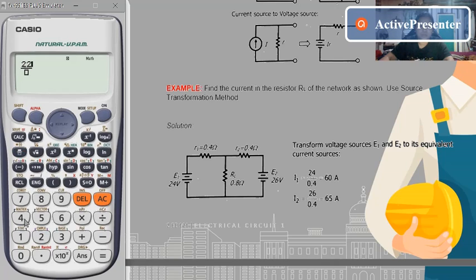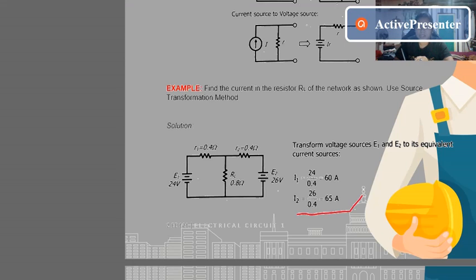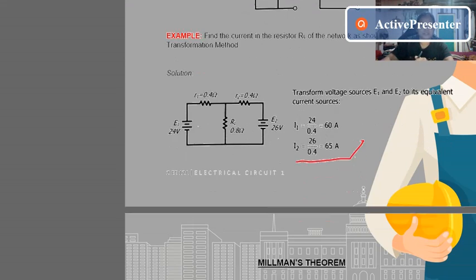So we have 24 divided by 0.4, which is 60. And for our voltage 2, which is 26, here we have 65 amperes. So very easy, since we are dealing with current.